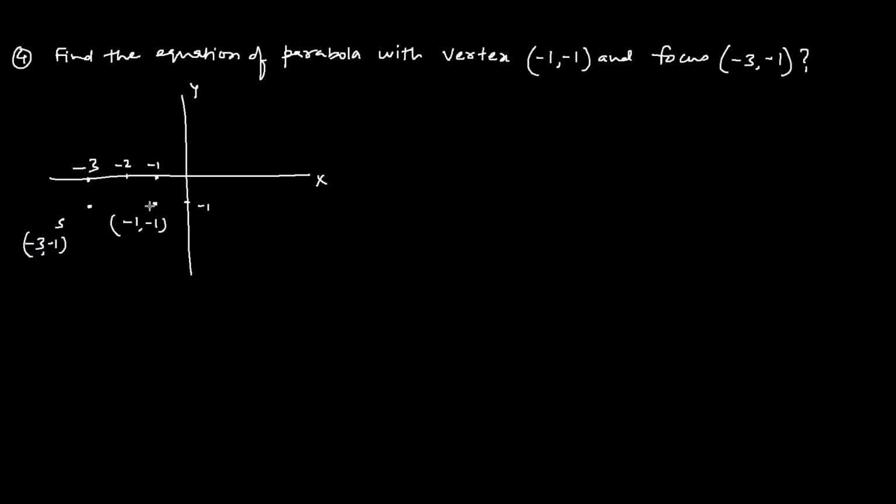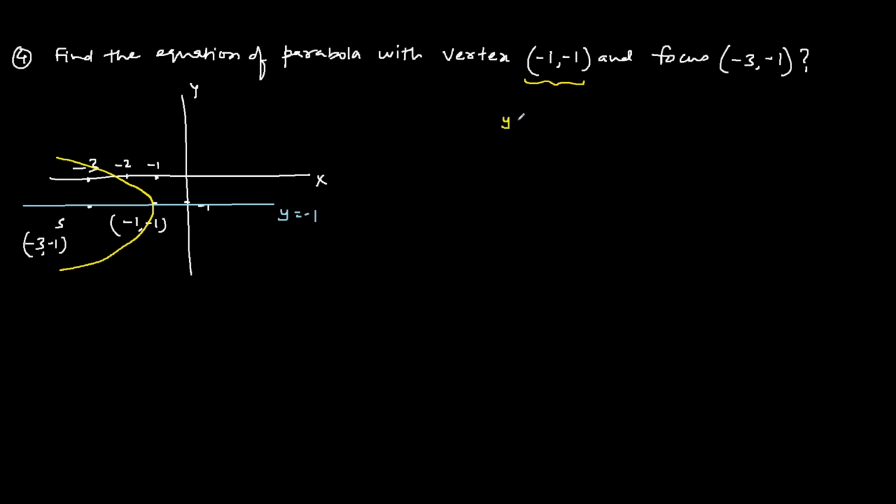And the line joining focus and vertex is the axis. So this is the principal axis, and the equation of principal axis is y equal to -1, and the focus is on the left hand side of vertex, so the parabola has to be a left sided parabola. It should be something like this.